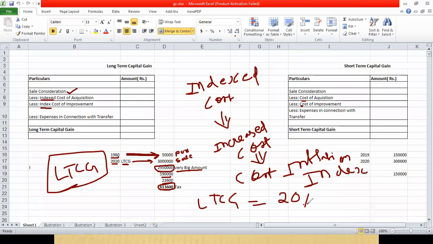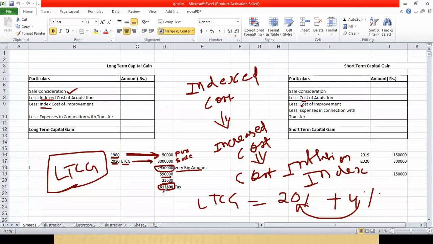So the tax rate on long-term capital gain is 20%, plus 4% on the tax as education and higher education cess. You will have to pay this on the 20%. Now see, it is a very huge amount. 6 lakh 13,600 is the tax amount which you have to pay.